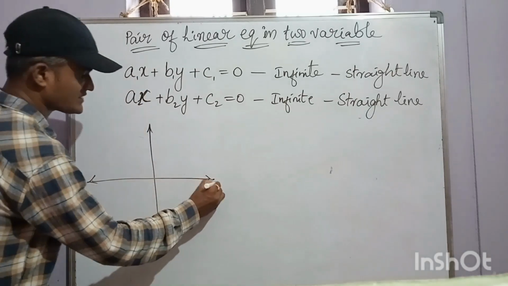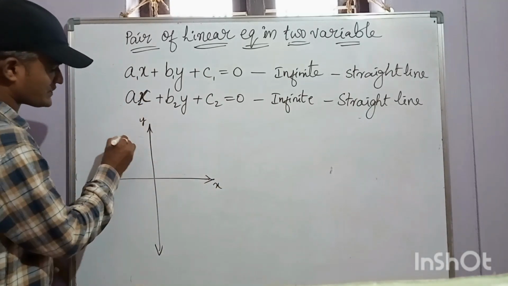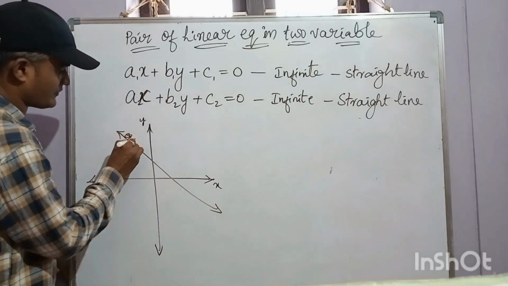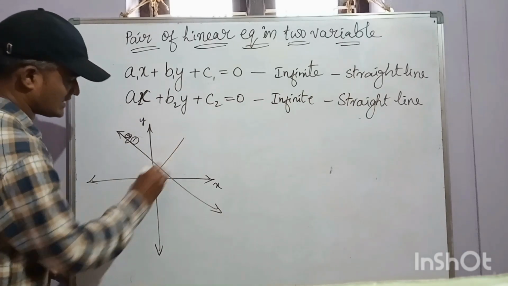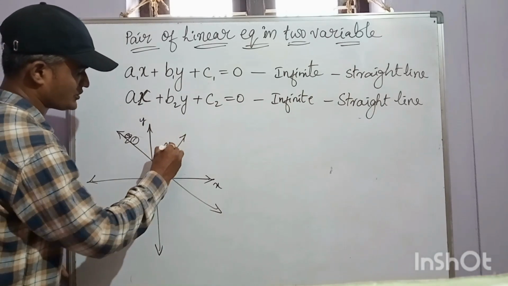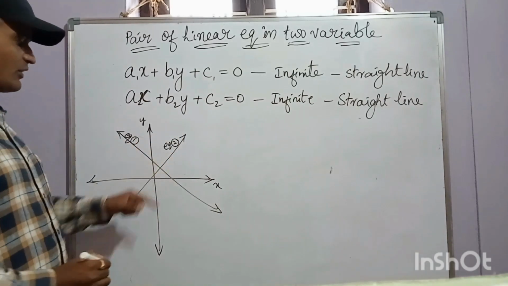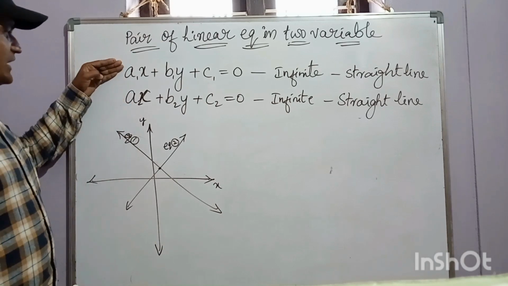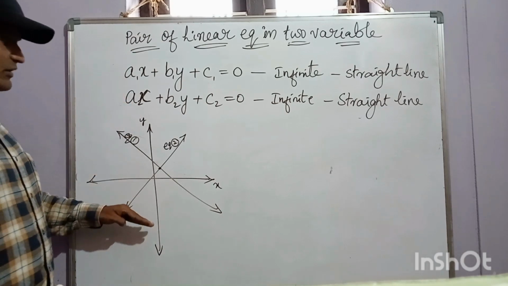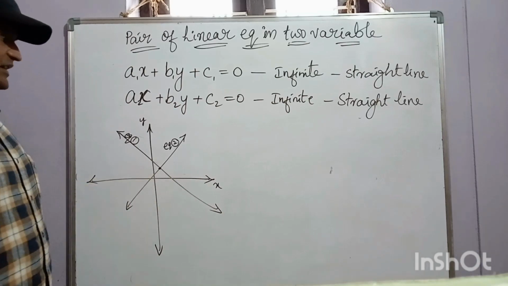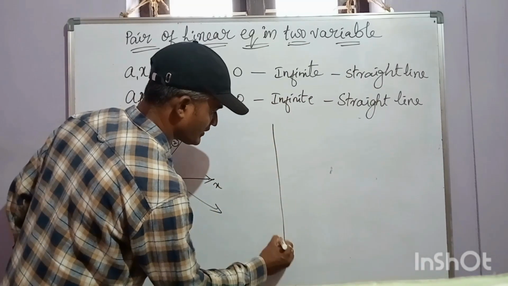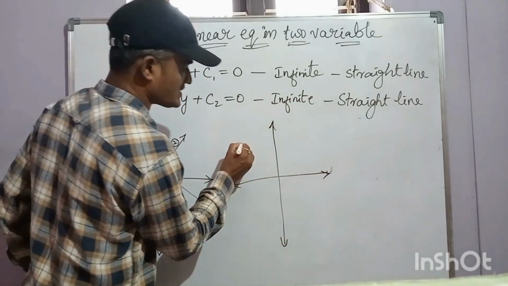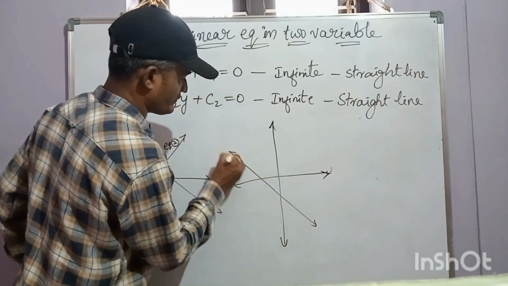If this is the x-axis and y-axis, the two straight lines, one can be this kind of slanting line. This is equation 1, and the other one is like this. This is equation 2. These lines are called intersecting lines. So if two equations are represented on the same graph paper, we get intersecting lines.